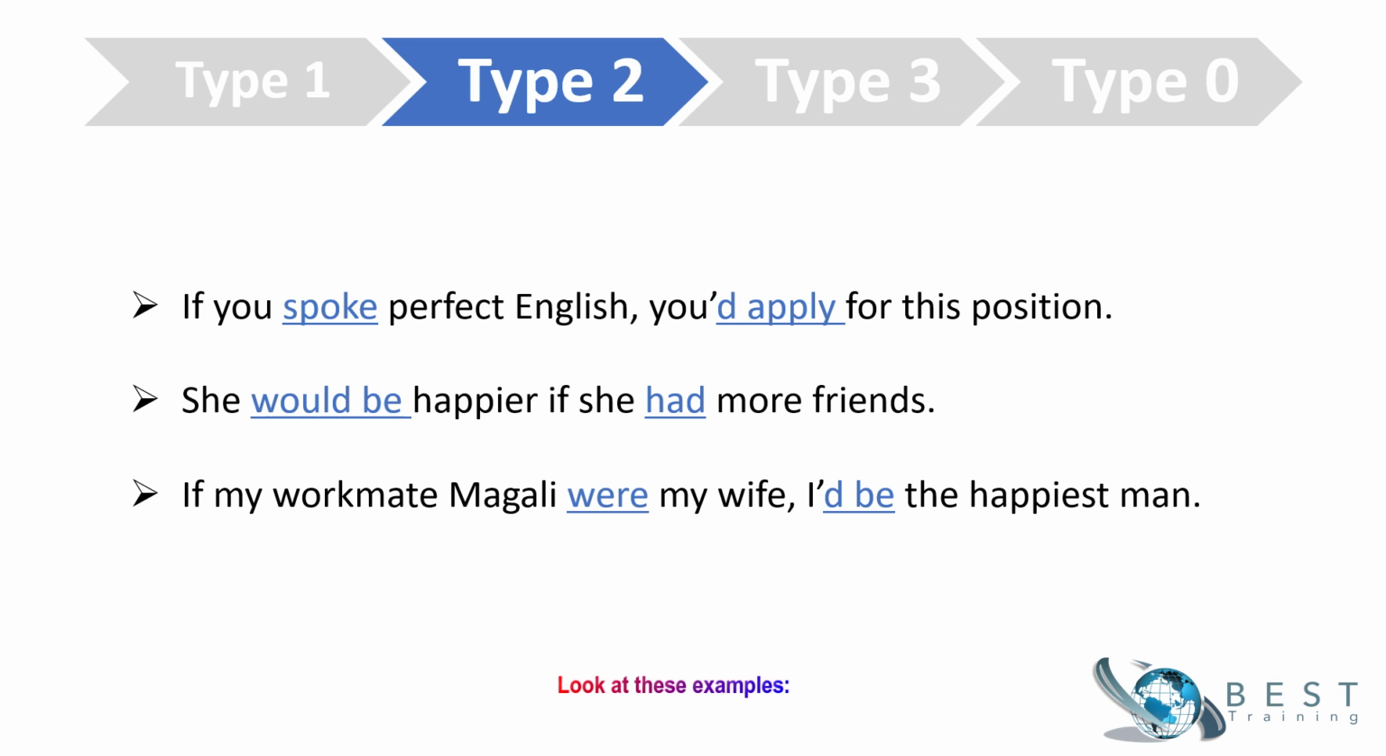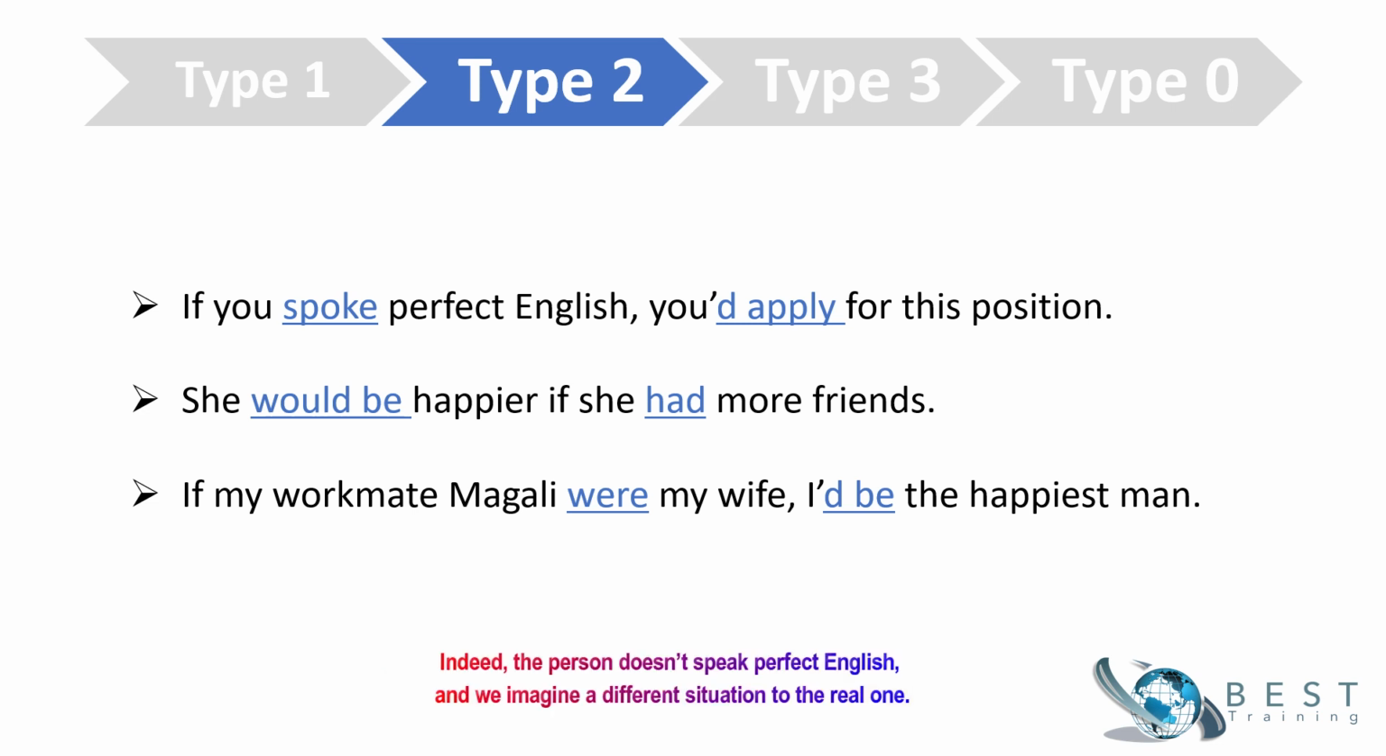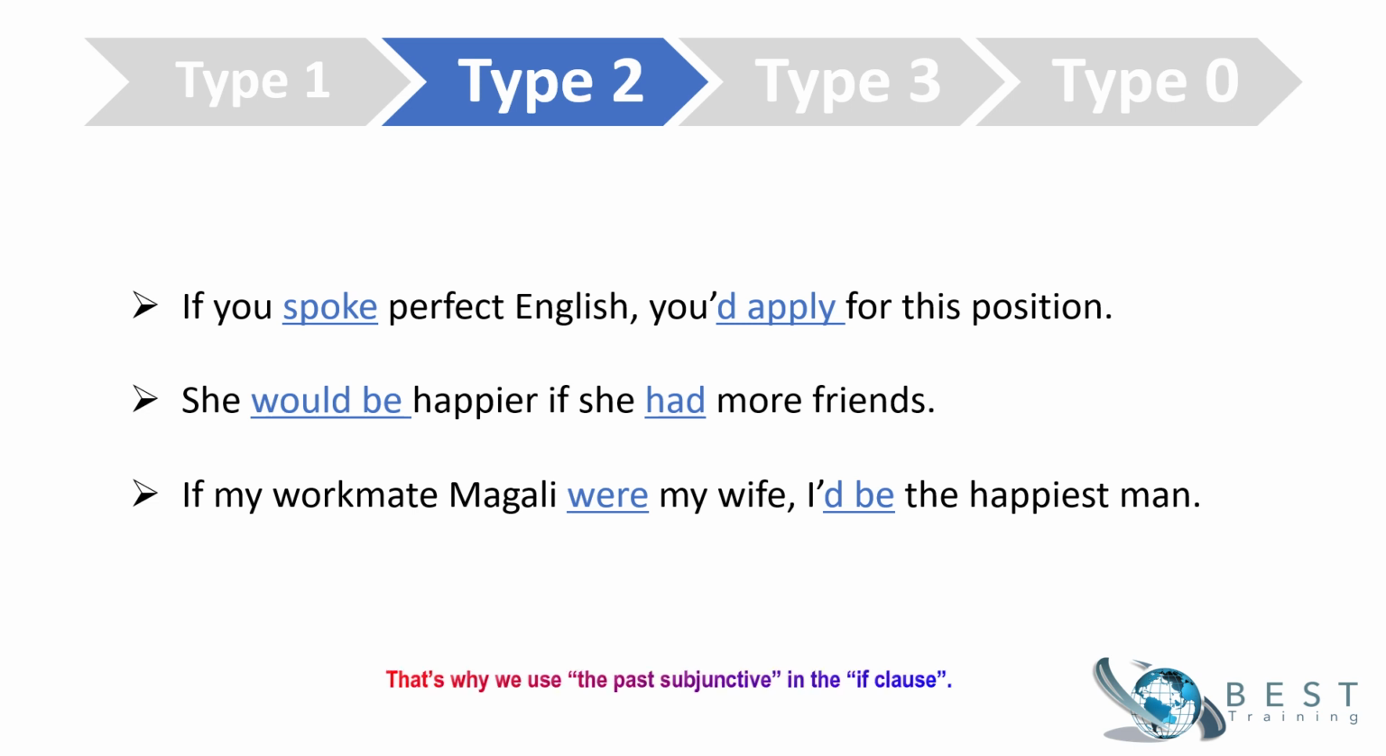Look at these examples. If you spoke perfect English, you would apply for this position. Indeed, the person doesn't speak perfect English and we imagine a different situation to the real one. That's why we use the past subjunctive in the if clause. She would be happier if she had more friends. In the second type, also, we can inverse if clause with result clause. She may have more friends one day, but the current situation is different.